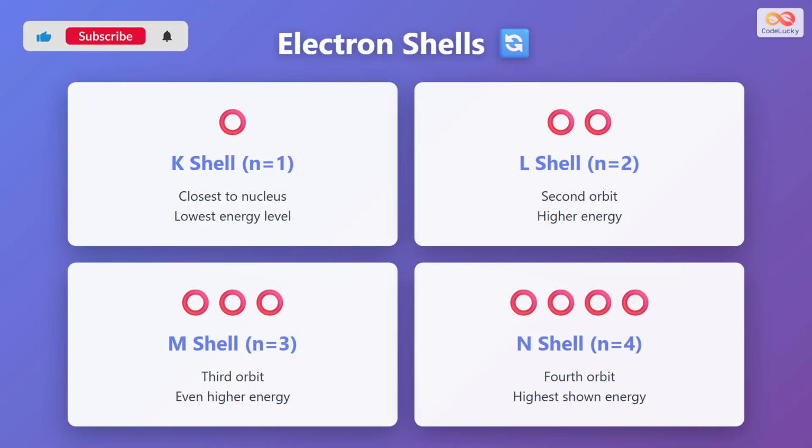These quantized orbits are also called electron shells, and they're given specific names. The K shell, where n equals 1, is the closest orbit to the nucleus and has the lowest energy level. The L shell, where n equals 2, is the second orbit with higher energy. The M shell is the third orbit with n equals 3, and it has even higher energy. The N shell is the fourth orbit where n equals 4, with the highest energy among these four shells. The further an electron is from the nucleus, the more energy it possesses. Electrons naturally prefer to occupy the lowest available energy level.